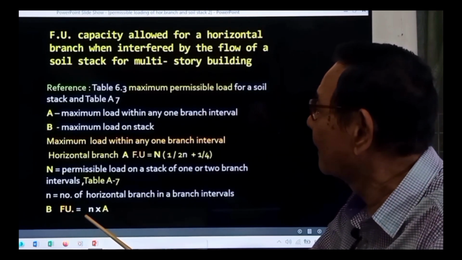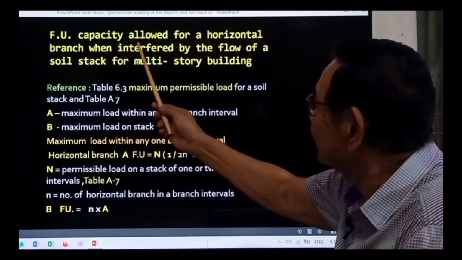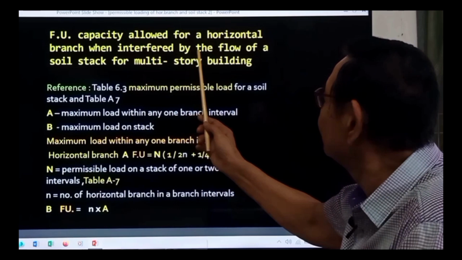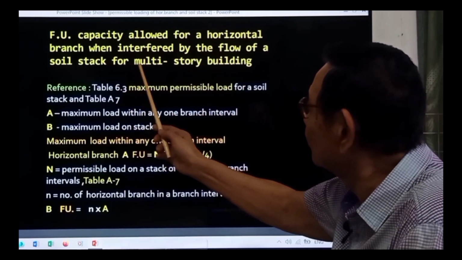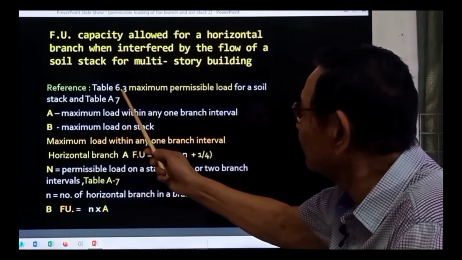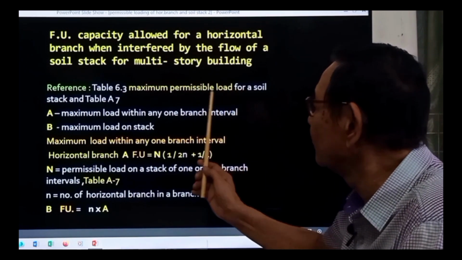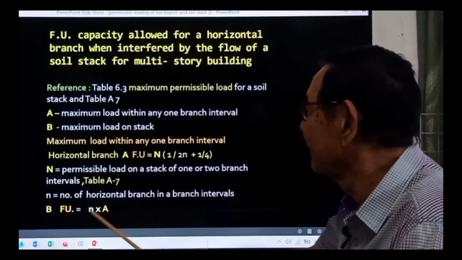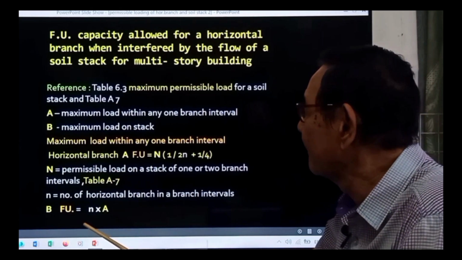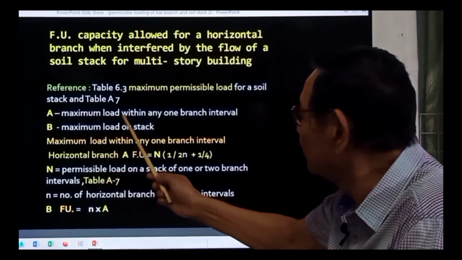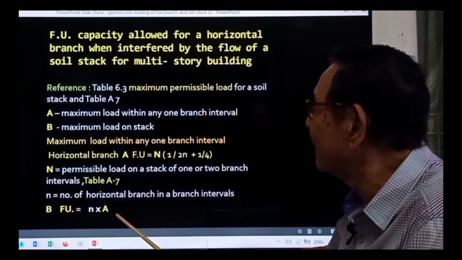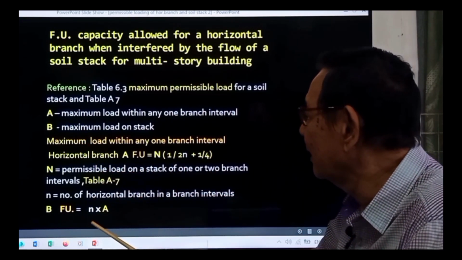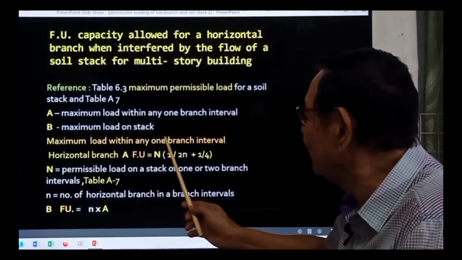Okay. The fixture unit capacity allowed for the horizontal branch is interfered with by the flow of the sewer stack for a multi-story building. Reference Table 6.3, maximum permissible load for sewer stack, and Table A7. A is the maximum load within any one branch interval. B is the maximum load on the stack. What is the maximum load within any one branch interval?